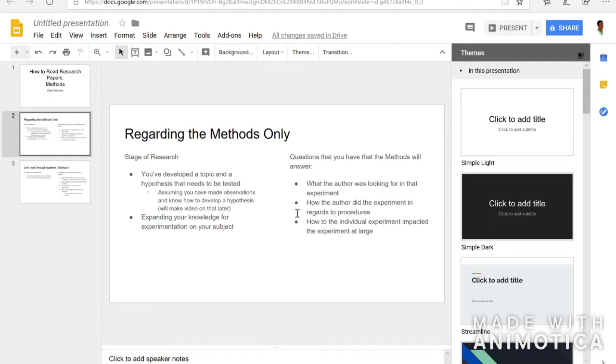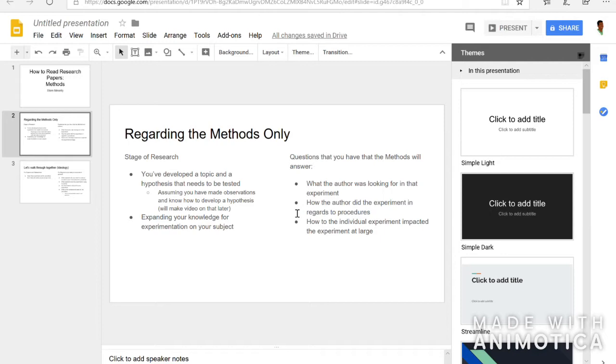There's also going to be a whole separate video on what proper hypotheses are, because sometimes you can make a hypothesis that's honestly not testable. But yeah, you've developed a topic, you have a hypothesis, and you're trying to expand your knowledge for experimentation. So you're trying to see how many experiments are out there that are actually relevant, that I can use to answer my question. And I'll just tell you right now, there's a lot of experiments out there.